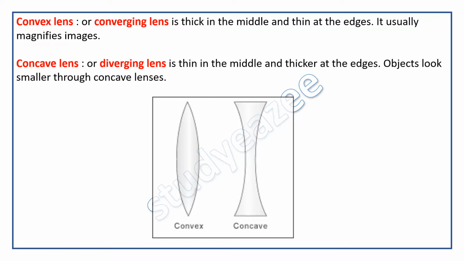Convex lens or converging lens is thick in the middle and thin at the edges. It usually magnifies images. Concave lens or diverging lens is thin in the middle and thicker at the edges. Objects look smaller through concave lenses.